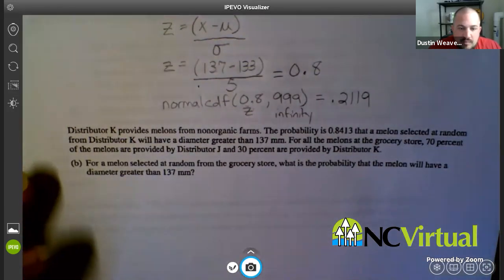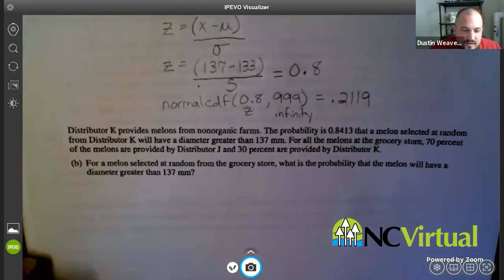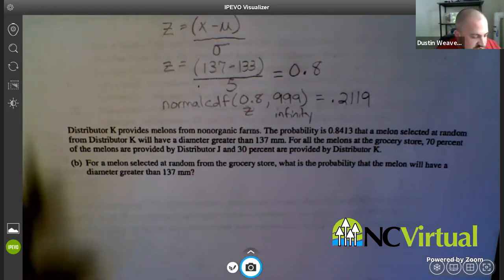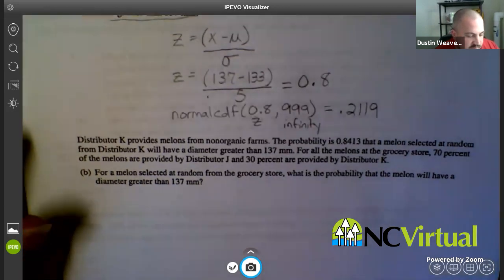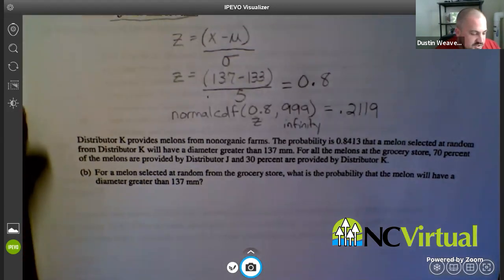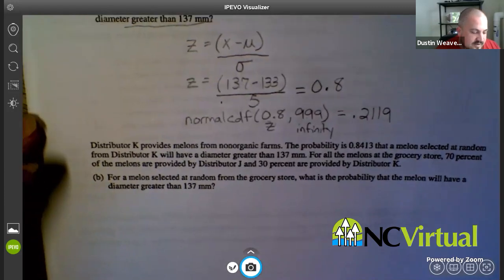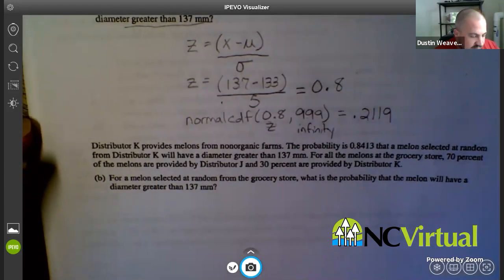Now, part B is a little bit trickier here. Distributor K provides melons from non-organic farms, and the probability is 0.8413 that a melon selected at random from distributor K will have a diameter greater than 137. For all the melons at the grocery store, 70% are from distributor J and 30% are from distributor K. What's the probability that the melon will have a diameter greater than 137?